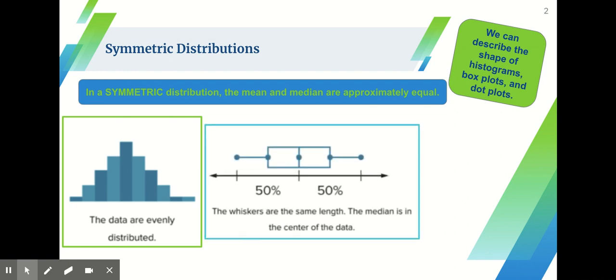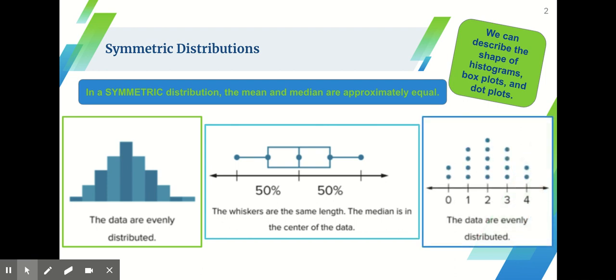In this box and whisker plot, the whiskers are the same length. The median is in the center of the data. 50% of the data is above and 50% of the data is below. Lastly, in this dot plot, the data is evenly distributed. So this is a symmetric distribution once again.